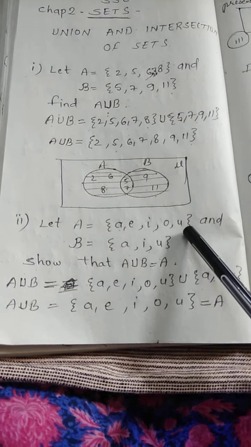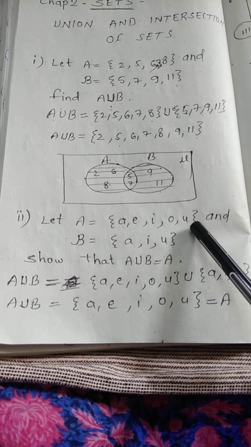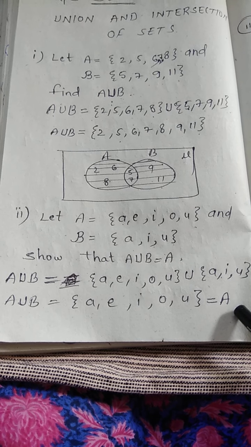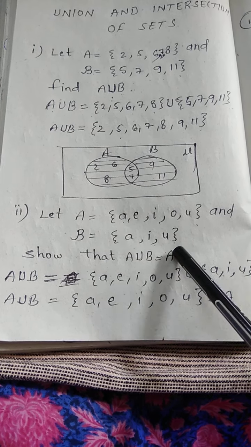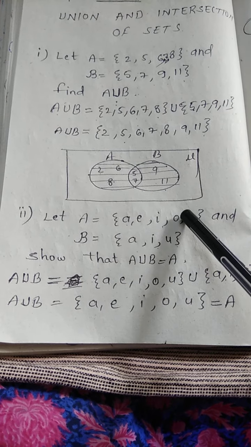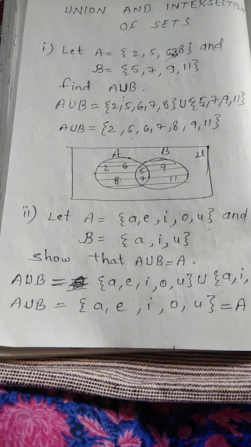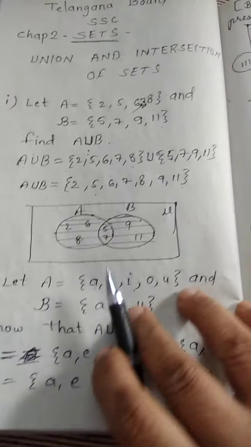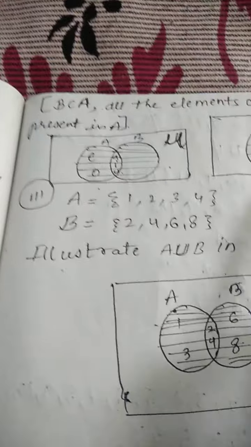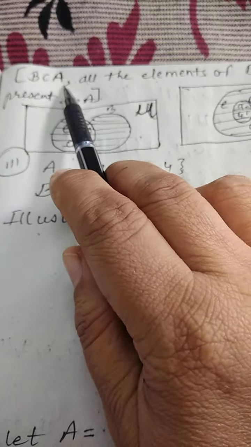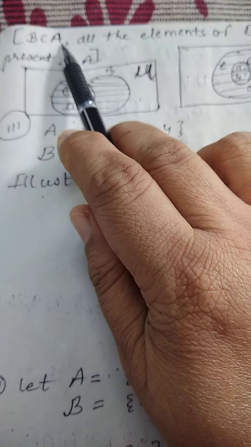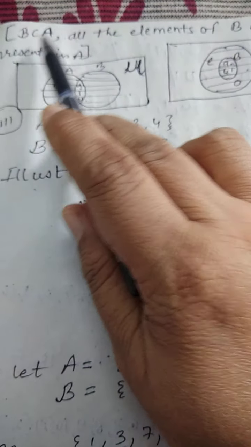So what we understood from this? A union B is equal to A when B is the subset of A. Okay, when B is the subset of A, A union B is equal to A. Now let us see here. B is the subset of A. Why? Because all the elements of B are present in set A. So B is the subset of A.